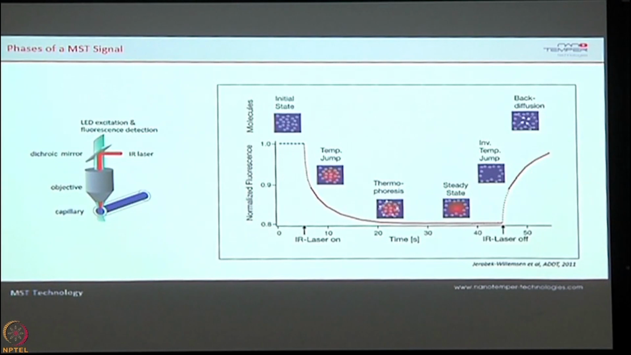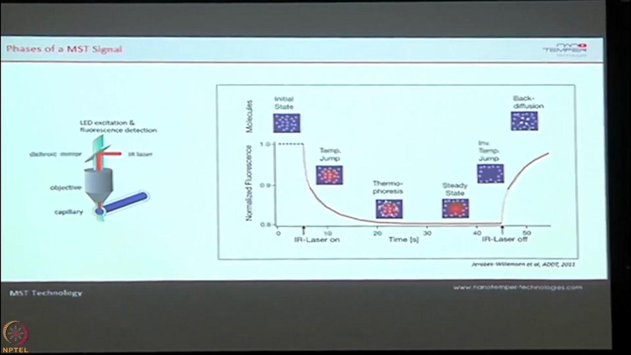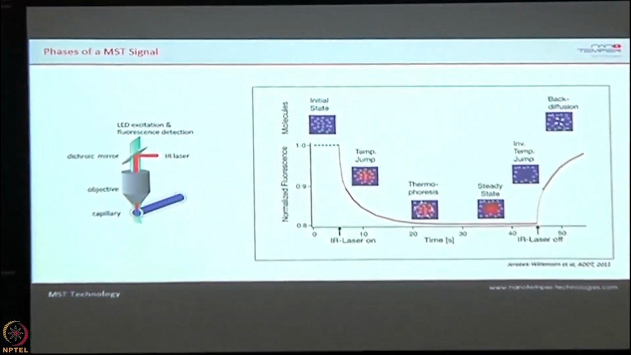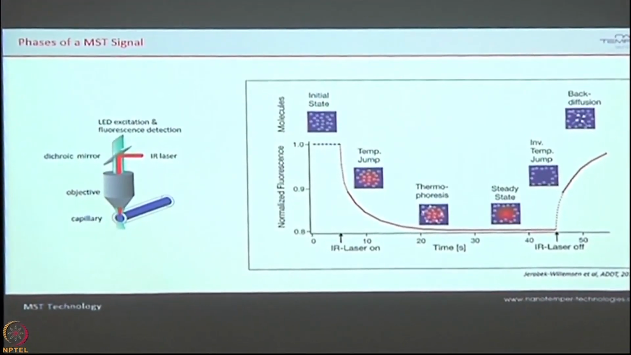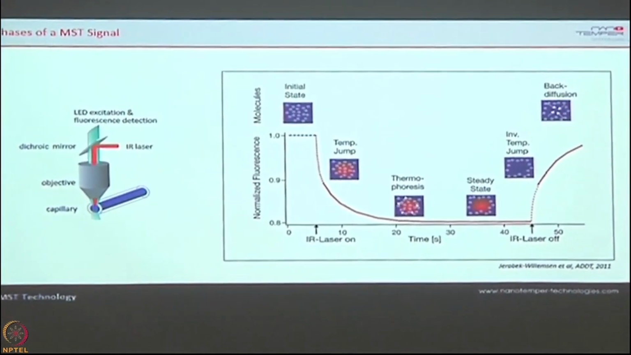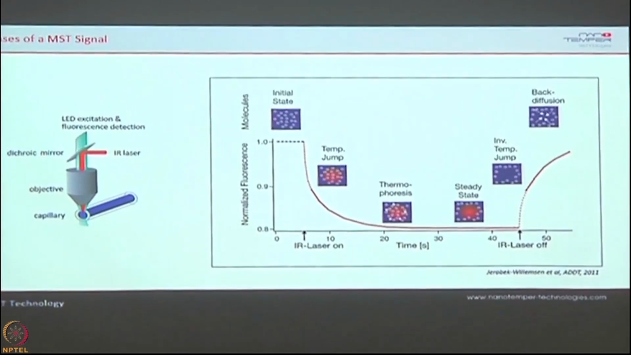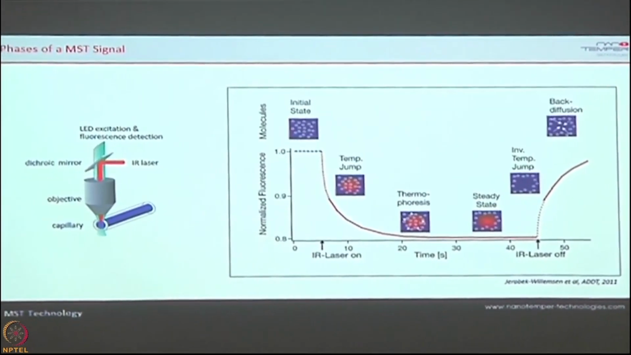See, if you look into the typical signal, what is actually happening? As I said, you are fixing one of the partners and the second partner you are titrating, right? So on every concentration, on every dilution, whatever you are taking, you are irradiating the laser. As you can see here, for the first 5 seconds, all the molecules are uniformly distributed. The moment you put the IR laser on, all the molecules are moving away from the heat. And within 30 seconds, they attain the steady state.